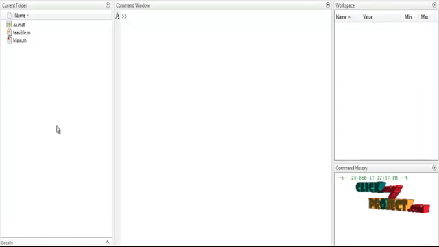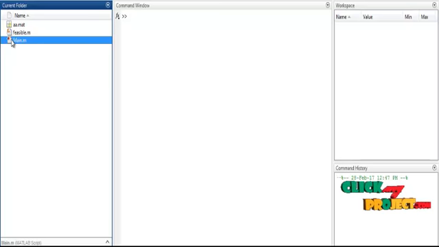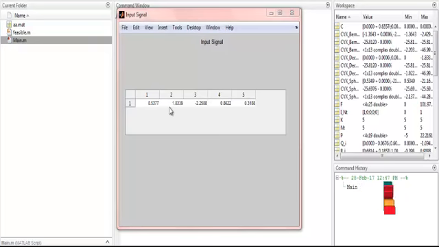Let us discuss the running procedure for the project. Click the main file and then run. The outputs are displayed. These are the outputs related to our flow diagram. First of all, we generate the input signal. The input signal we consider as random, and five signals are generated.